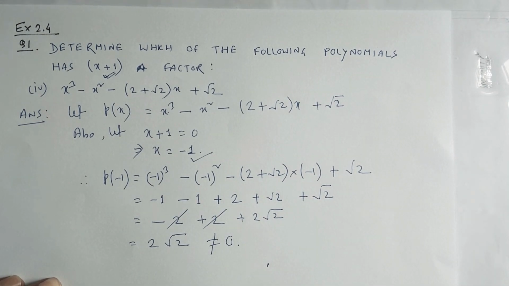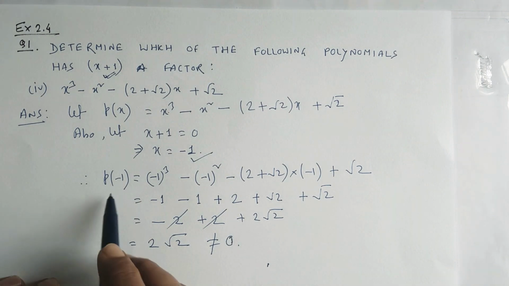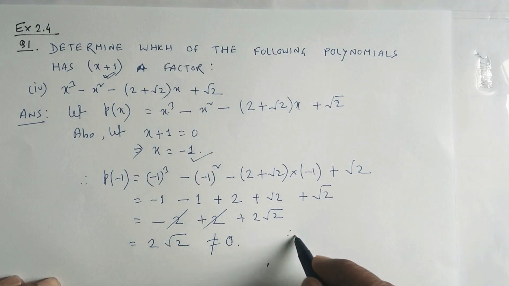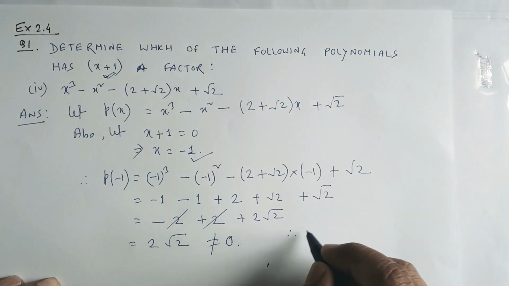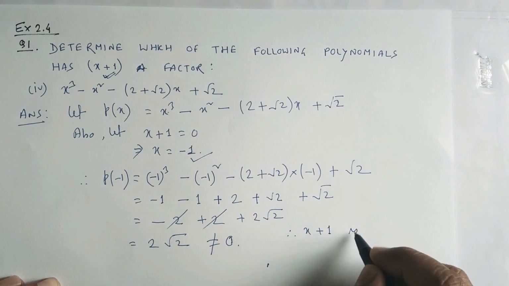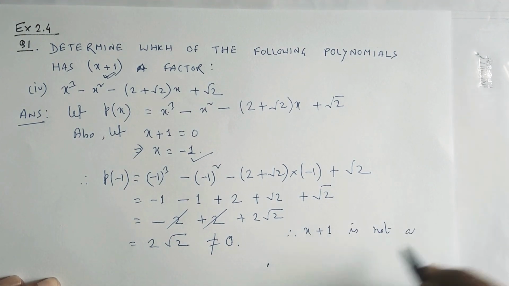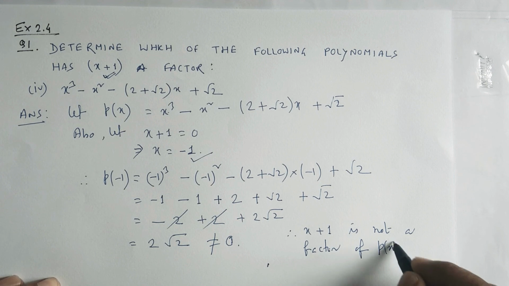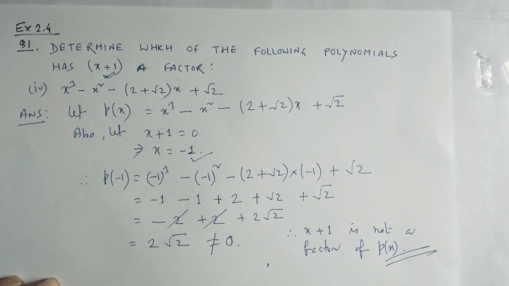Now since 2 root 2 is not equal to 0, that is, p of minus 1 is not equal to 0. Here minus 1 is in place of a. Since we did not get p of a equal to 0, therefore we will write x plus 1 is not a factor of p of x. If it is a factor, then we must have p of a equal to 0. Now you did not get 0, so we will write it is not a factor.